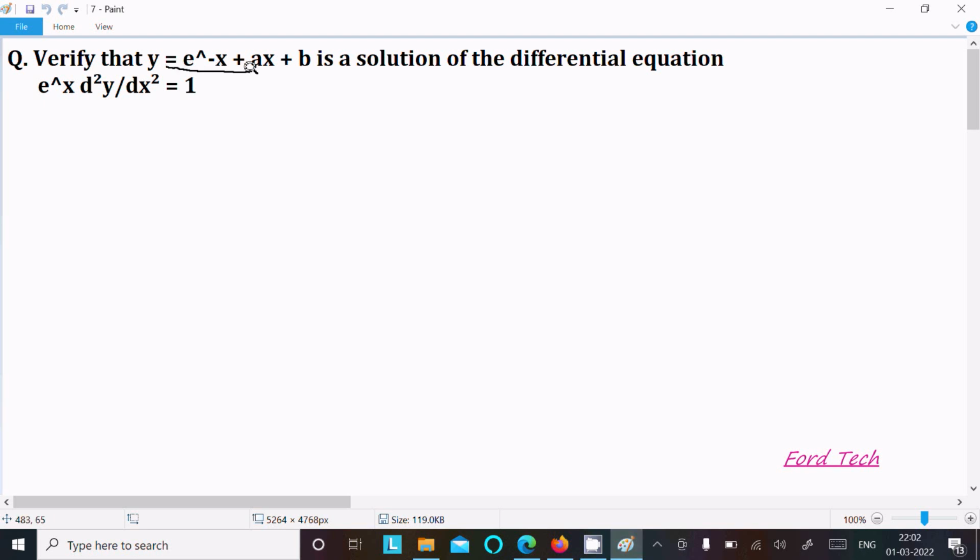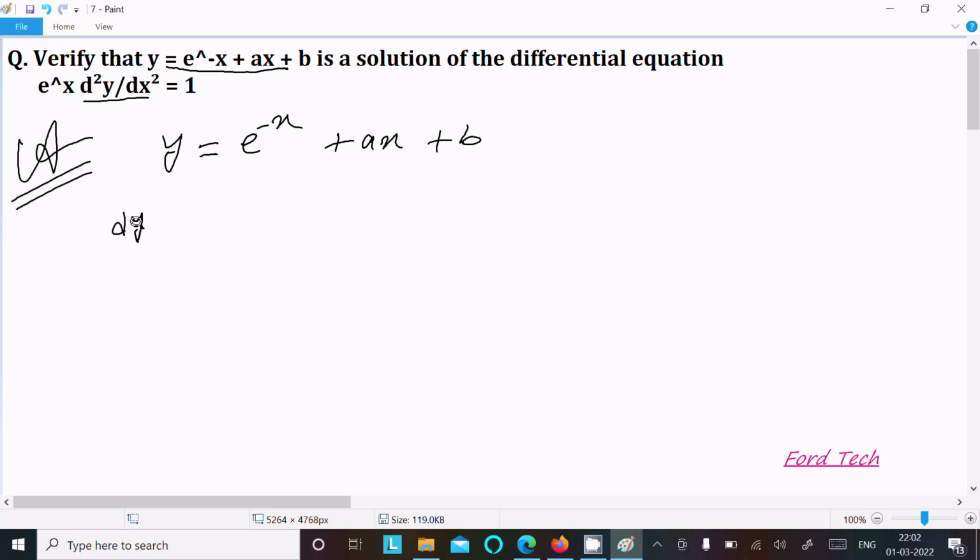Write that this equation is the solution of this differential equation. So let's see the answer. First, writing the given y equal to e power minus x, times (a x plus b). Now the next is, we need to calculate the second derivative.